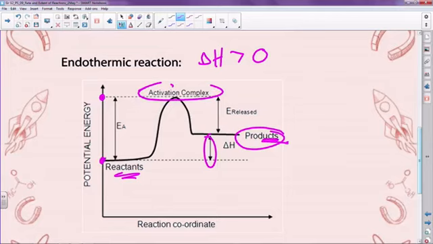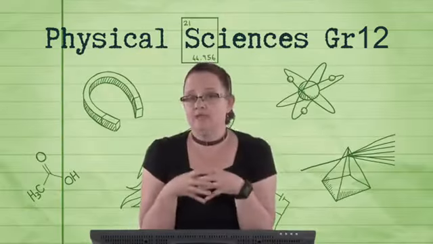I like to describe the activated complex, grade 12s, as almost like a halfway station. When we get to that activated complex, the particles have come together, they've collided, and now they need to make a decision.